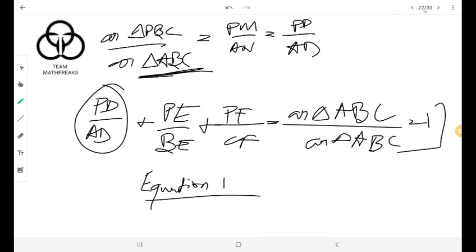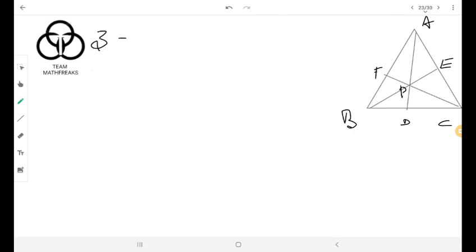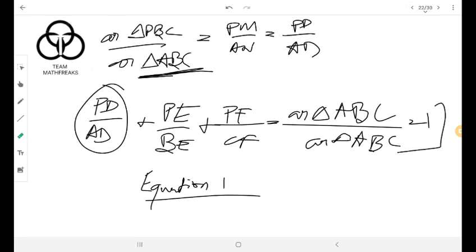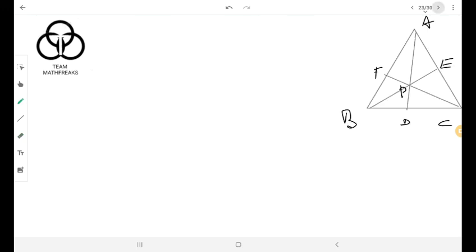Now for the second part of the question, what we will do? We'll just subtract. Let this be equation 1. If we just subtract, what we will get?